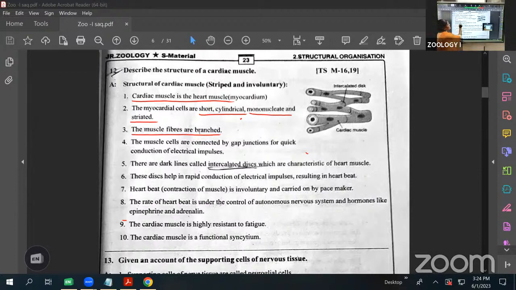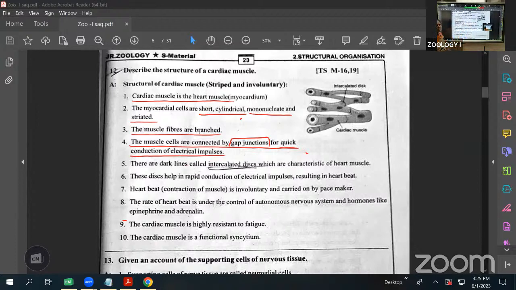Next, the muscle cells are connected with gap junctions. This is one cell and this is one cell. They are connected with junctions that we call gap junctions. Between them, the connection is there by the gap junctions. What is the use of the gap junction? The action potential is quickly transmitted from one muscle fiber to another muscle fiber. Here, quick conduction of the electrical impulses is the use.